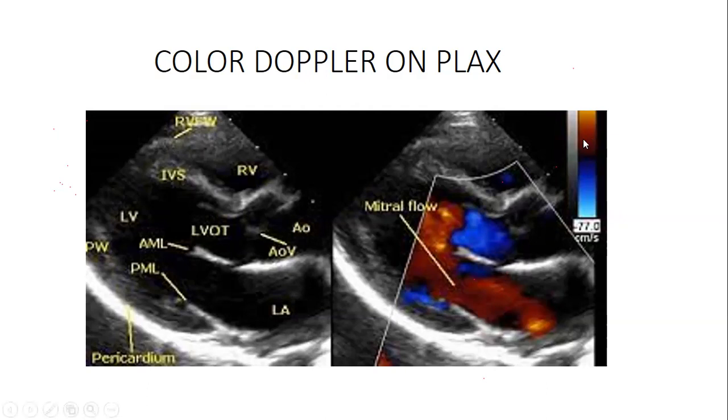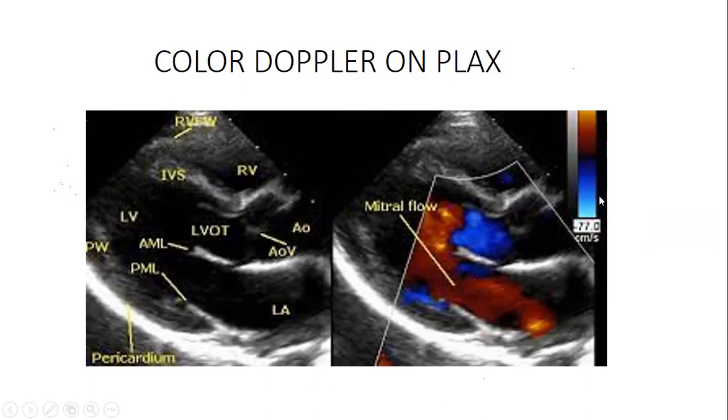So this is where the scale comes in. When you look at this scale, this is the color code scale. This line that you are seeing here separates the red and the blue. It's called the baseline. The red going up tells you the positive Doppler shift, going towards the probe. Red going towards the probe. Blue going away from the probe.